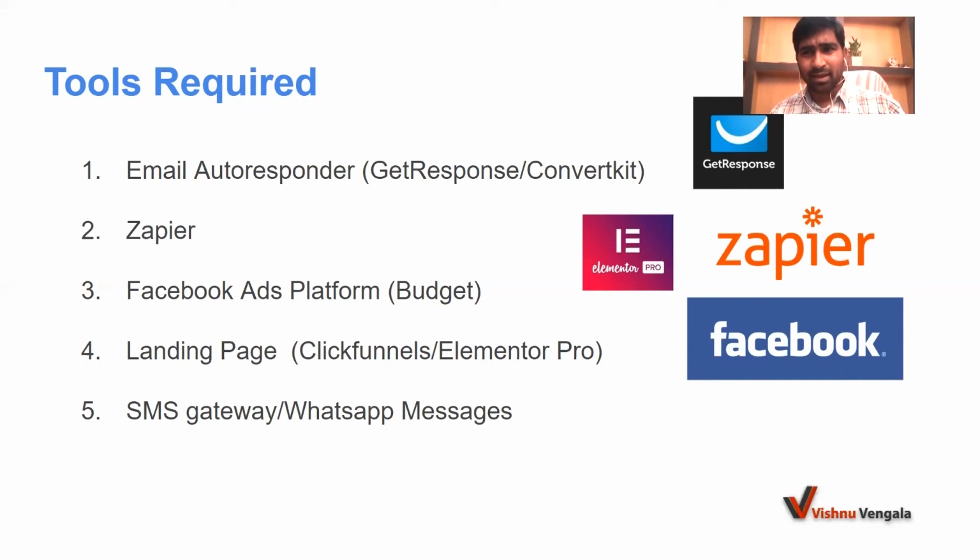And these are the tools that are required to run or use this ultimate real estate Facebook funnel. You need an email autoresponder, maybe GetResponse or ConvertKit, and Zapier is a must. And you have to master Facebook ads, and you can build landing pages using ClickFunnels or Elementor Pro or some other page builders. And you can use WhatsApp and SMS automation tools also if you want to use multiple communication channels in your marketing efforts.